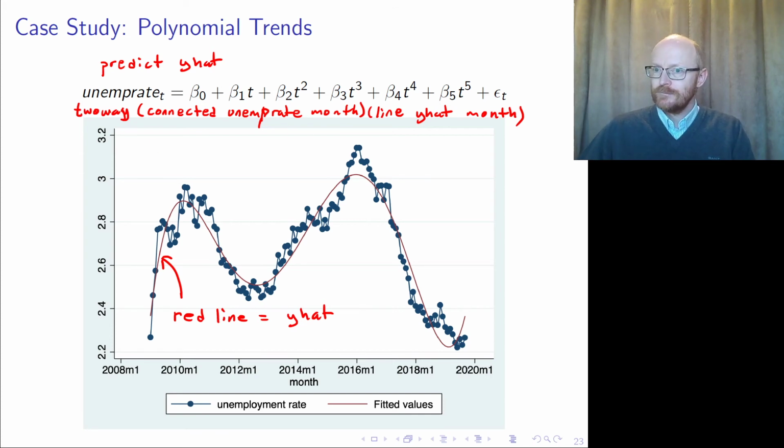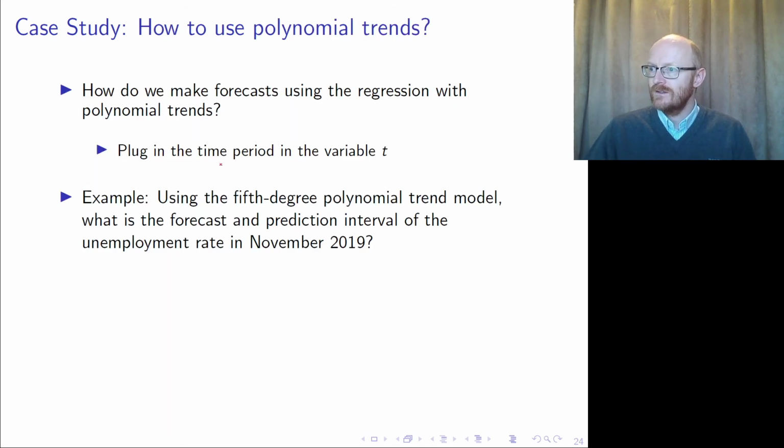So how can we use the polynomial trends? Well, we can try to use them to make forecasts using the estimated regression. So we are using the 5th degree polynomial trend model, and what is the forecast and prediction interval for the unemployment rate in November 2019?